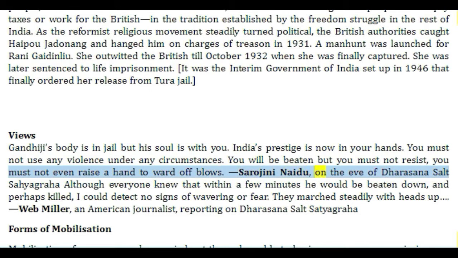Sarojini Naidu, on the eve of the Dharsana Salt Satyagraha: Although everyone knew that within a few minutes he would be beaten down, and perhaps killed, I could detect no signs of wavering or fear. They marched steadily with heads up. Webb Miller, an American journalist, reporting on the Dharsana Salt Satyagraha.